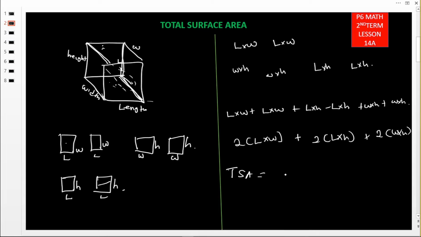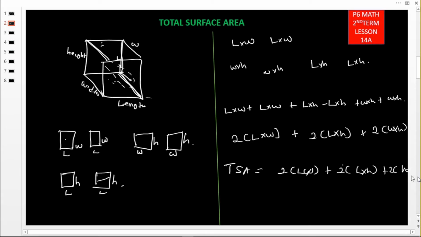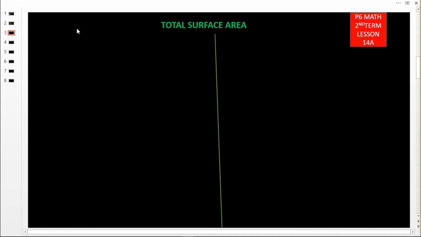The formula for total surface area of a cuboid is 2 into length times width, then plus 2 into length times height, then plus 2 into width times what? Height. Therefore, that one makes the formula for finding the total surface area of a cuboid. I'm writing it here once again. So in brief, TSA of a cuboid is equal to 2 into length times width, then plus 2 into length times height, then plus 2 into width times height. So this is the formula for finding the total surface area of a cuboid.